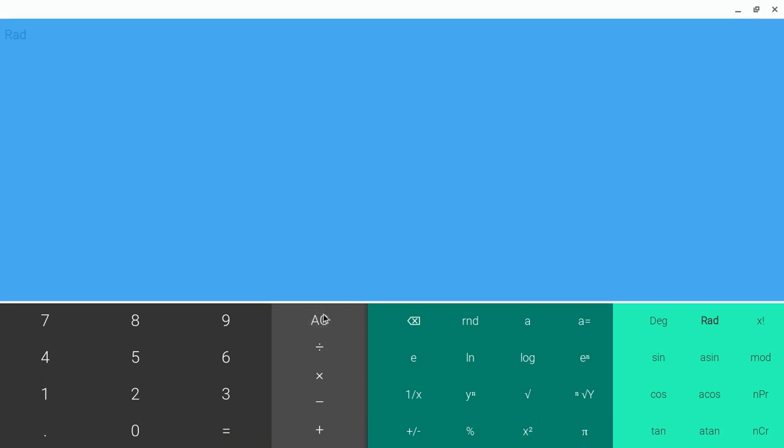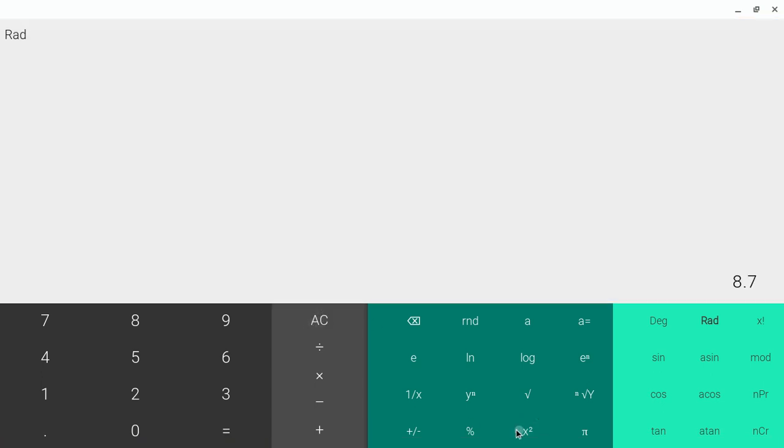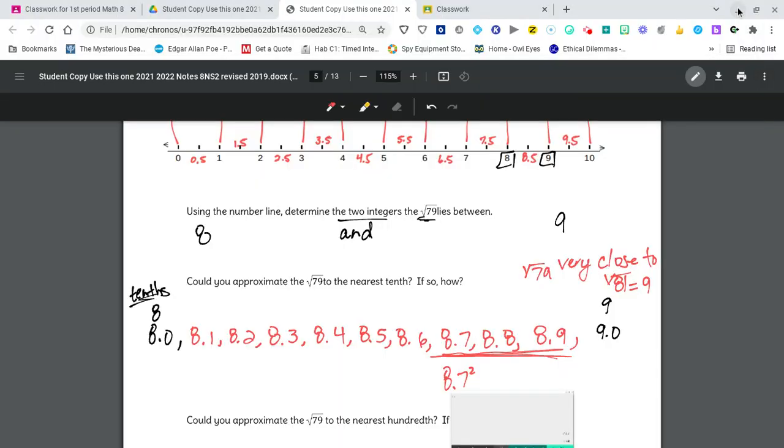All right, I'm going to clear this out and do 8 and 7/10 squared. That's 75 and 69 hundredths. Okay. I'm going to write that down because I'm not going to flip back right now. 75 and 69 hundredths. And then let's try 8 and 8/10 squared. 8.8, square it. That's 77 and 44 hundredths. And again, we're trying to get really close to 79. Okay, let's try 8 and 9/10.